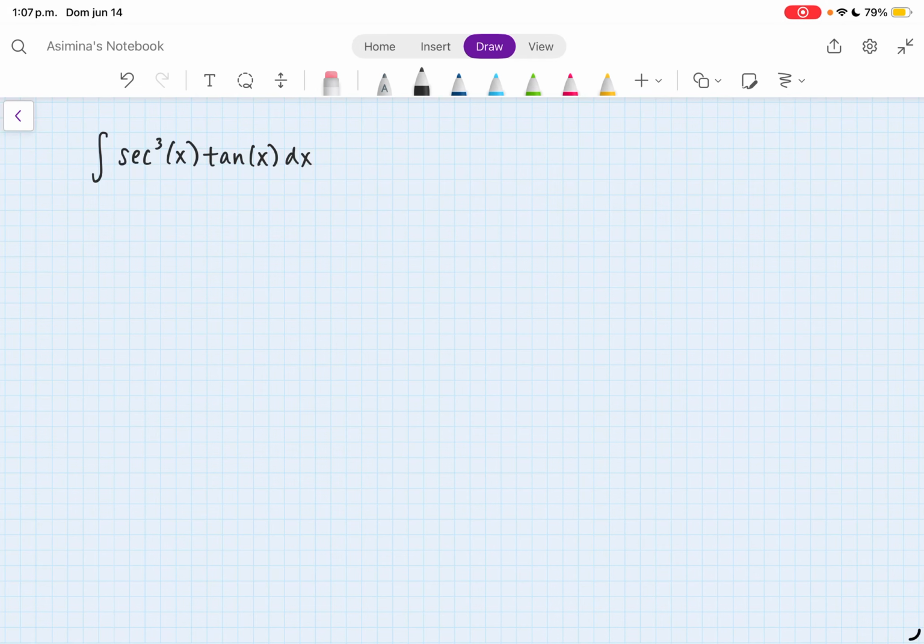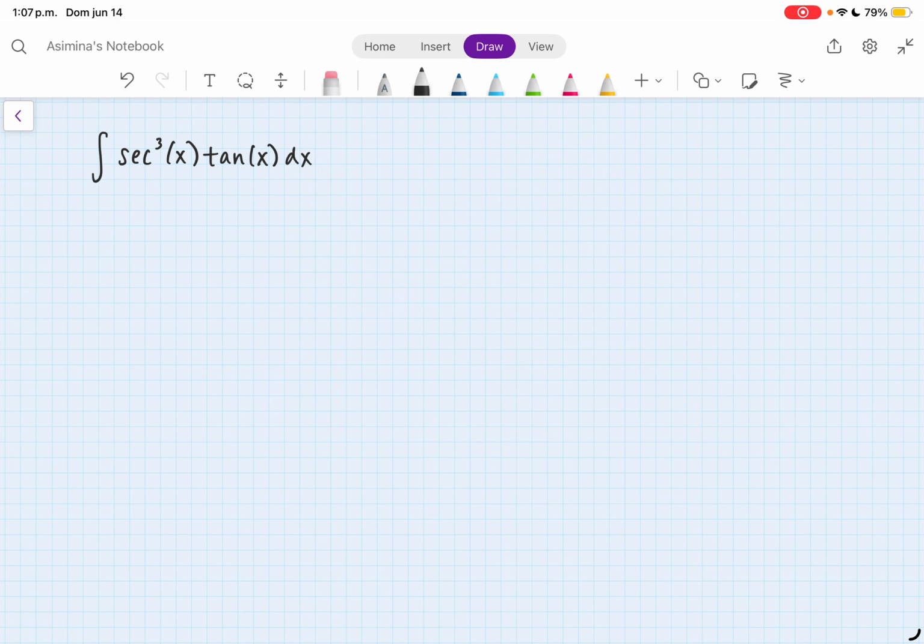In this video, we are going to find the integral of secant cubed x times tan x dx. Just by looking at the product of these trig functions, it's not immediately obvious what the antiderivative is. So we're probably going to want to come up with some clever u-substitution to make this work. Here we see that we have secant raised to some odd power, and then we have tan.